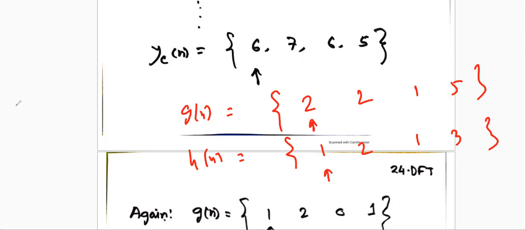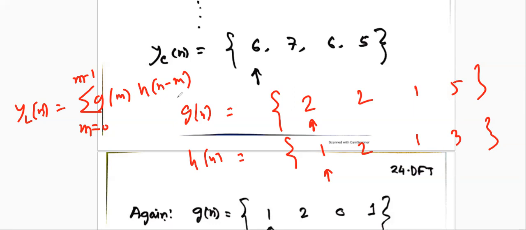We know that the linear convolution can be defined as the sum from m equals to 0 to n minus 1, of gm and hn minus m. That is for the linear convolution. We have 0 to 3 and we have 0 to 3. So if you can remember, how many samples should you find in the output of the linear convolution? How many samples?